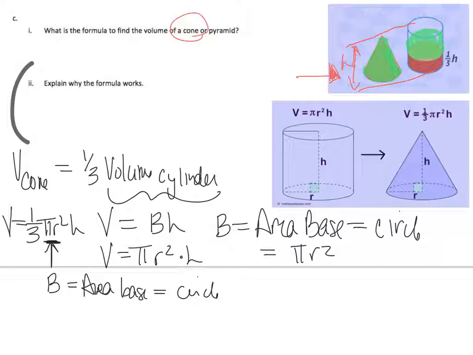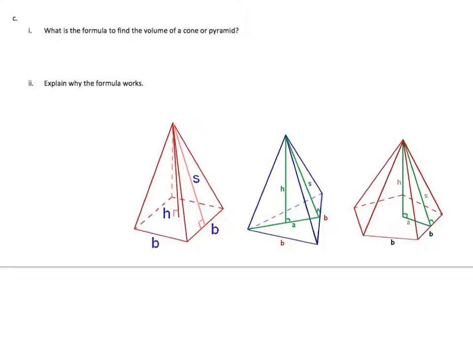Cool? And amazingly enough, it works the exact same way for a pyramid. Now let's talk pyramids. So for a cone, it was volume equals 1/3 big B times h, where big B, like we've said a few times, is the area of the base.